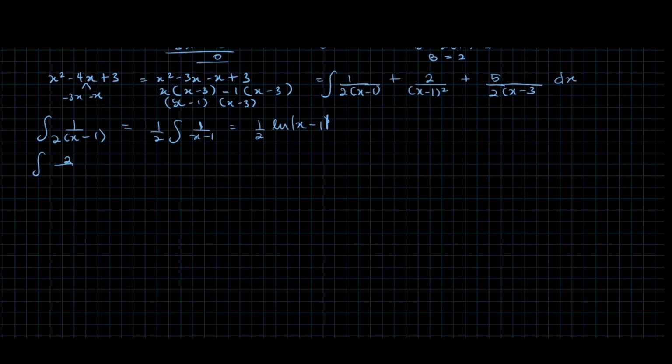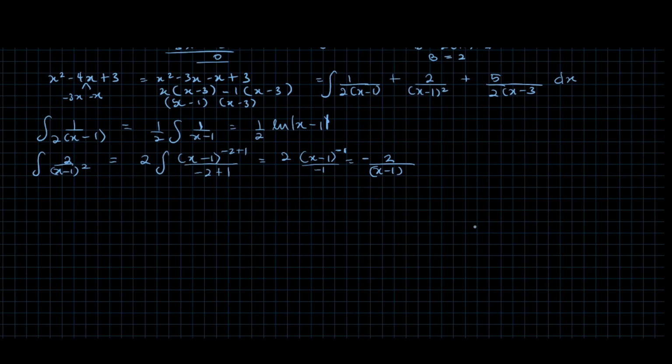Next, you integrate 2 over x minus 1 squared. That's simply going to be 2 times the integral of 1 over x minus 1 squared. You can rewrite this to be x minus 1 raised to the power of minus 2. When you integrate it, it will become x minus 1 to the power of minus 2 plus 1 over minus 2 plus 1, which is simply 2 times x minus 1 to the power minus 1 over minus 1, which is 2 over x minus 1, then minus in front.